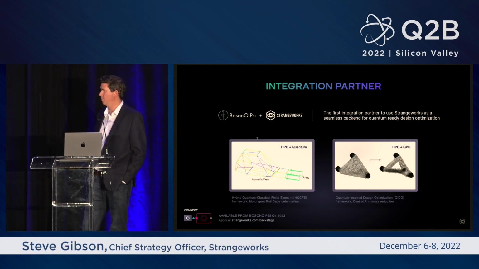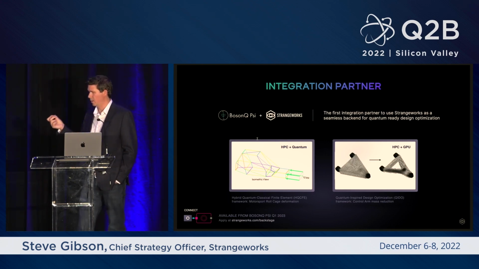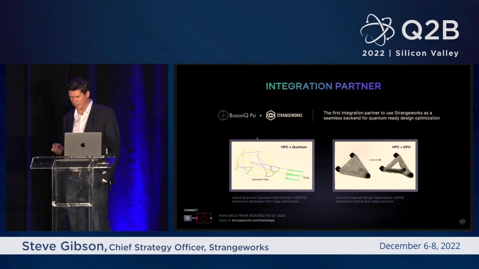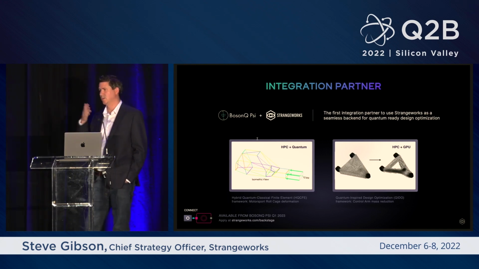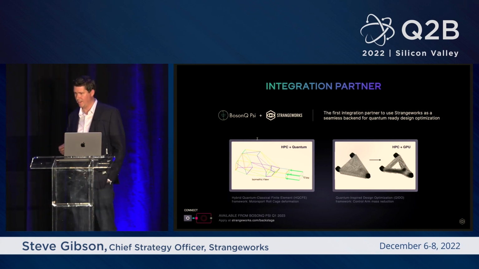Example being on the right, they get the best optimized arm from a car at its lowest weight structure. They want the end result. They don't necessarily need to know how it's done. And so they're using Strangeworks to connect their customers with that power of the quantum without them having to go through and pick and select.